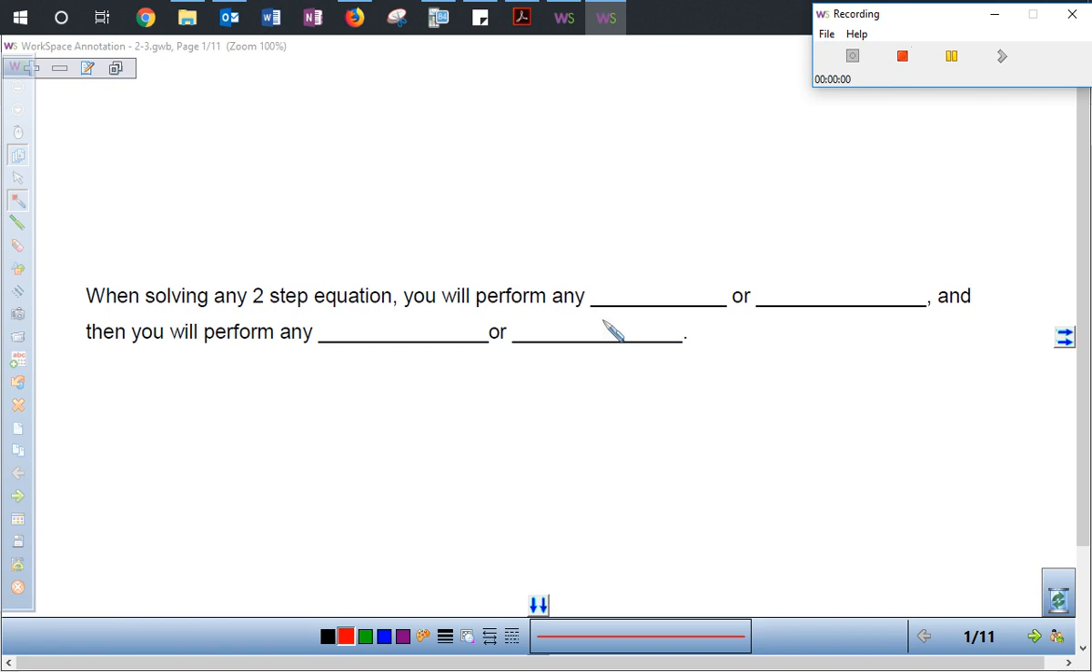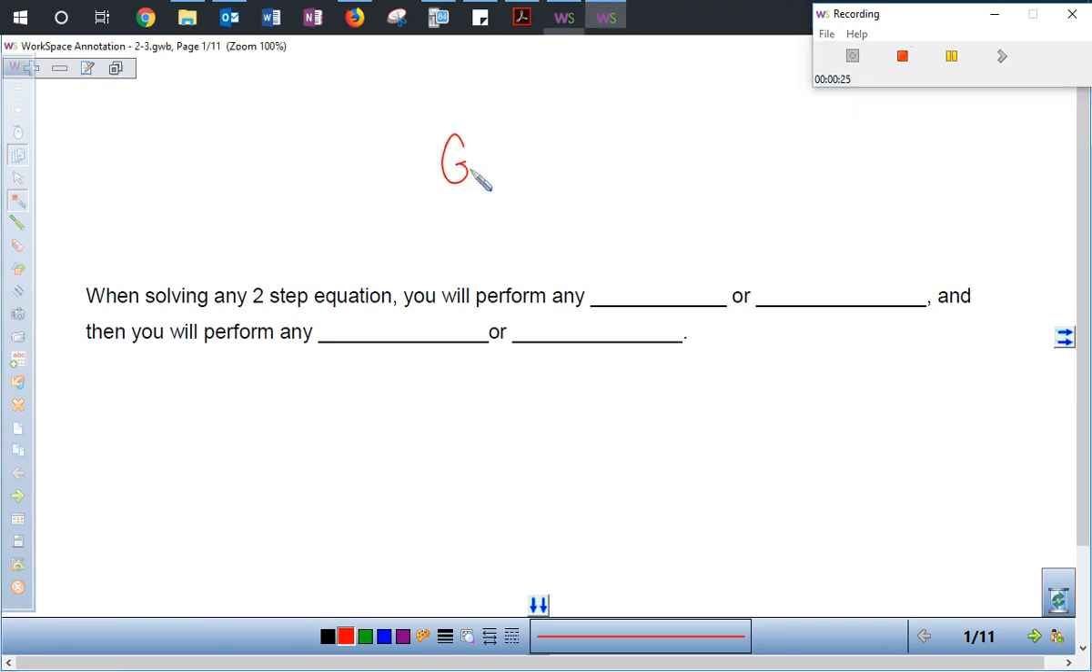Alright guys, today we're going to continue our work with solving equations. Last class we were solving single-step equations, but now we're going to work into multi-step equations, where it takes more than one step to solve. When solving any two-step equation, there is a process you need to go through, and what it is, we're going to work through the order of operations backwards.